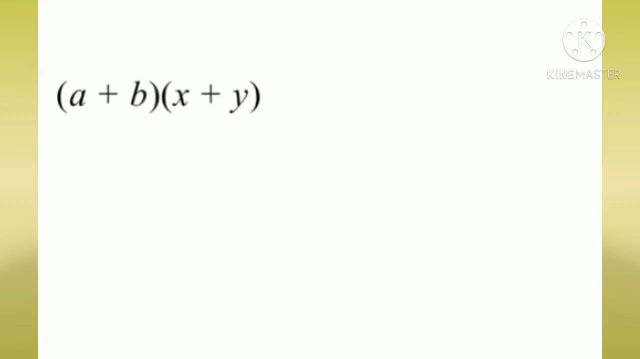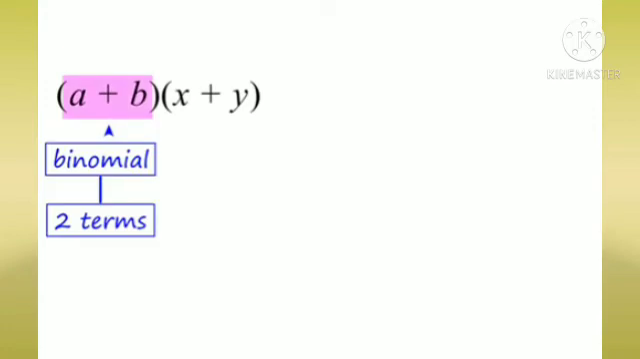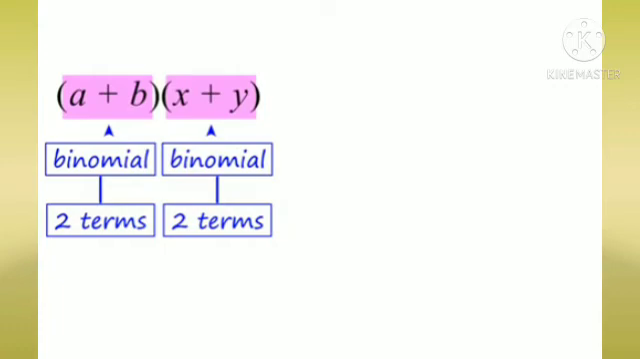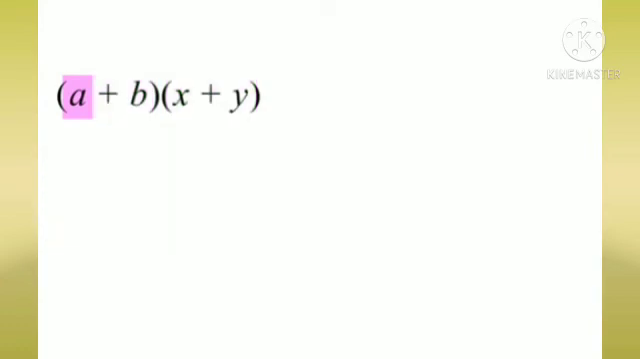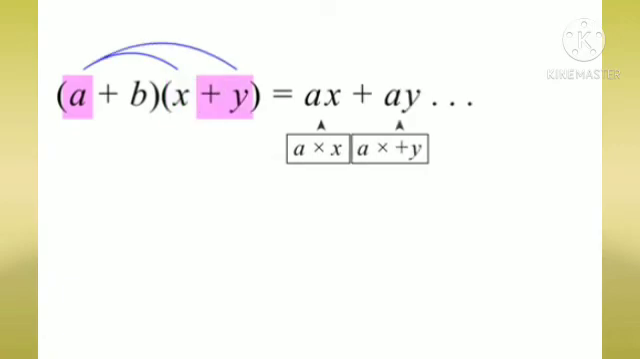In grade 9, you also need to simplify the following type of expression. In other words, a binomial, or two terms, multiplied by another binomial. Let's go on to see how to do this. We start with the first term in the first bracket, and we multiply it by the first term in the second bracket. This gives ax. We then multiply the first term in the first bracket by the second term in the second bracket. This gives plus ay.